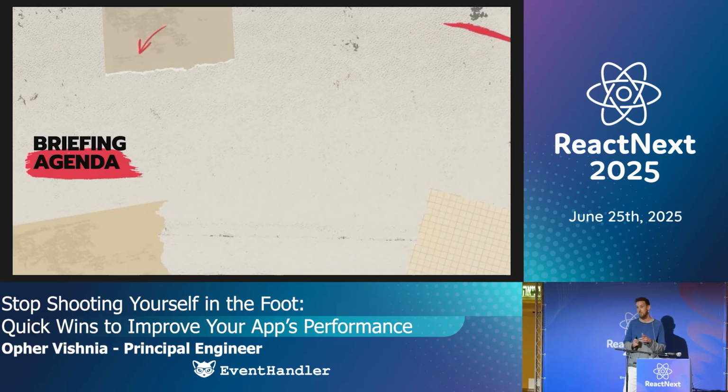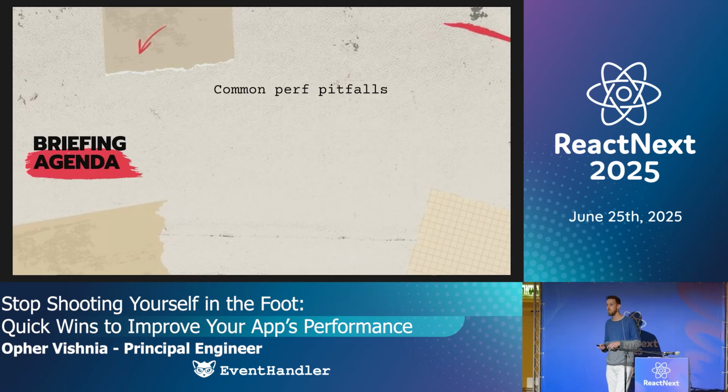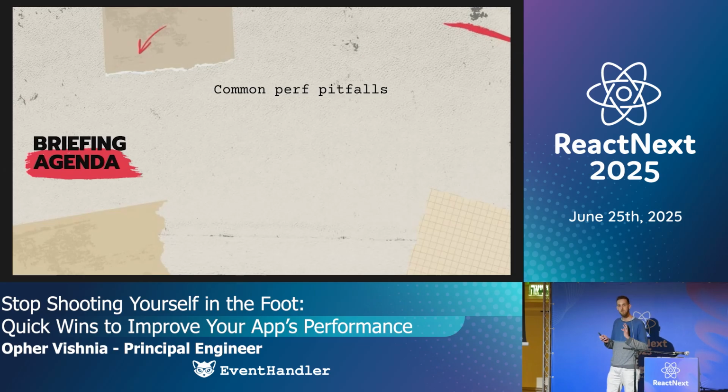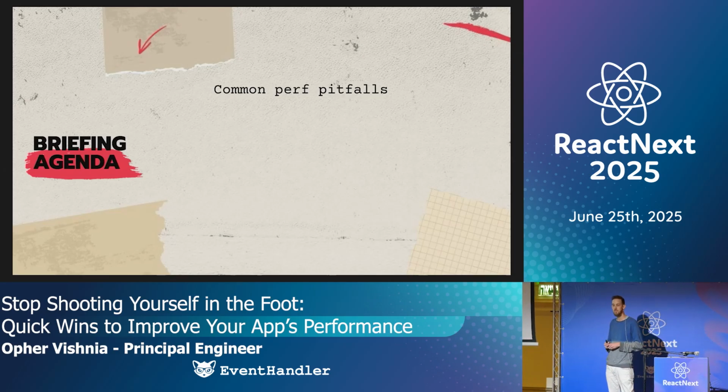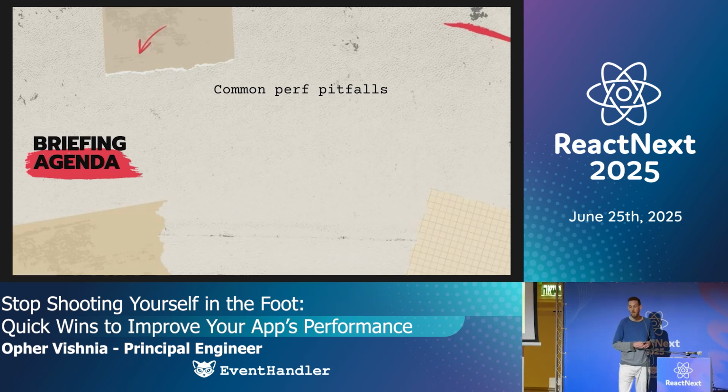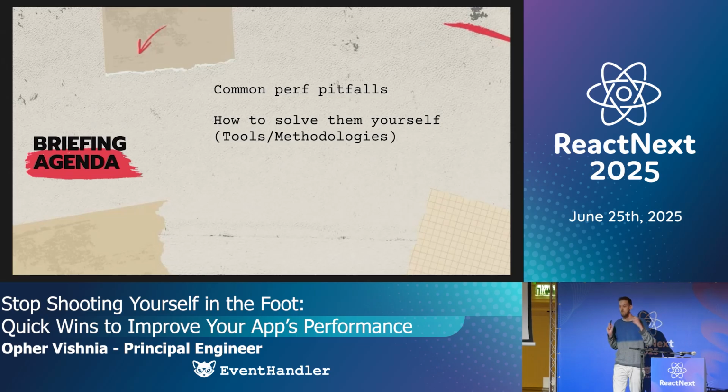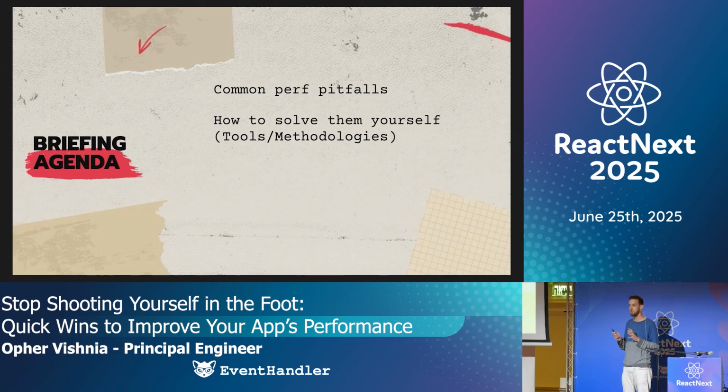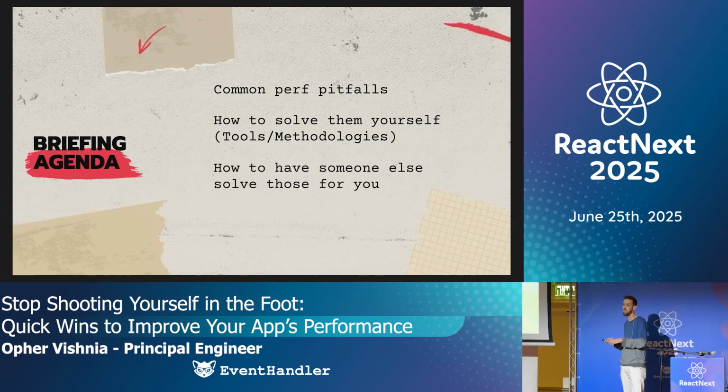Now, for this briefing agenda, we're going to talk about common performance pitfalls. And performance is kind of tricky in React. You usually don't notice that something is wrong. Performance issues tend to stack up until it's too late. So I'm going to show you how to solve them yourself using some tools and methodologies. And then I'm going to show you how to have someone else solve them for you.